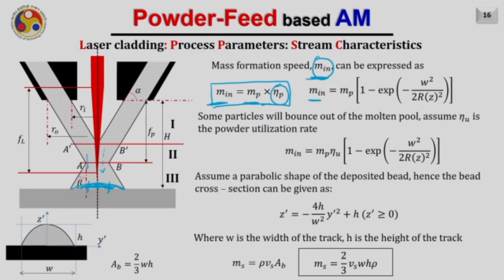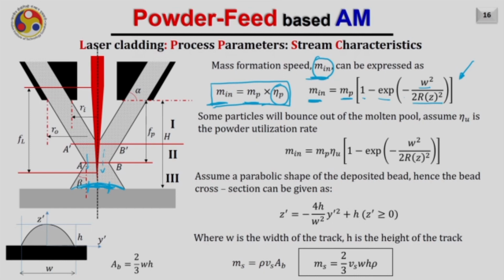So the mass of the powder which is going into the formation of the bead will be equal to Mp, which is the mass flow rate of the powder, into 1 minus exponential of minus W square by 2 Rz square. So now we know how much mass is going in to create the bead.